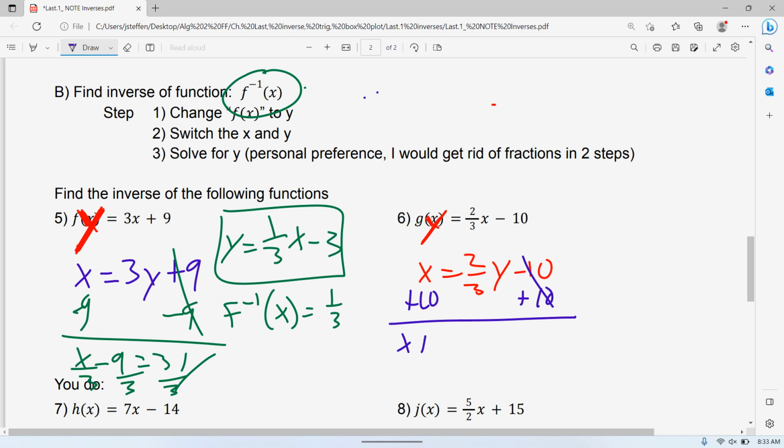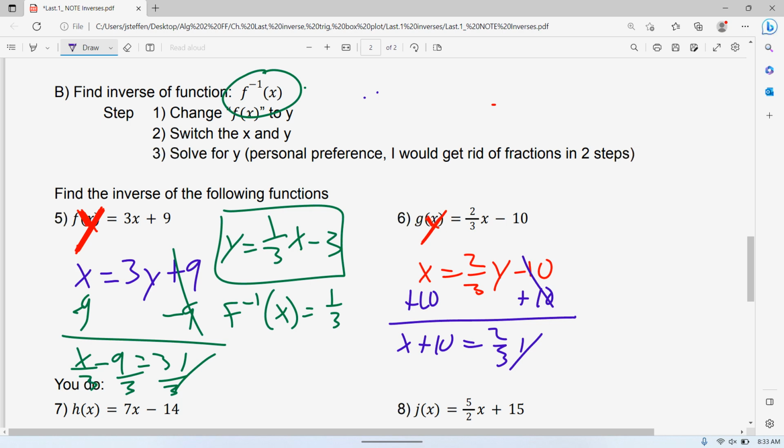x plus 10 is equal to 2 over 3 y. Now, one way to do this is to multiply by the reciprocal. If you want to cancel out a fraction, you can always multiply by the reciprocal. You guys all heard that. If you want to use your calculator, that's fine, or if you're good enough with fractions, you totally can. But in my opinion, it takes a little bit more time, but it makes it easier to just do this in 2 steps.